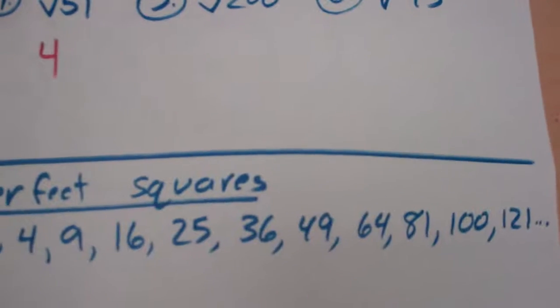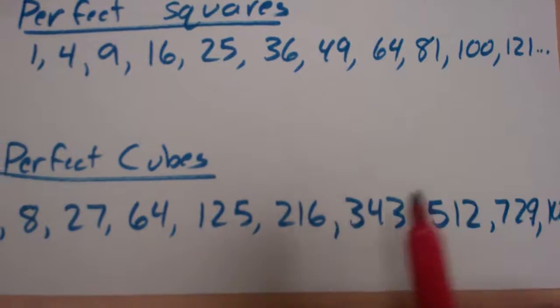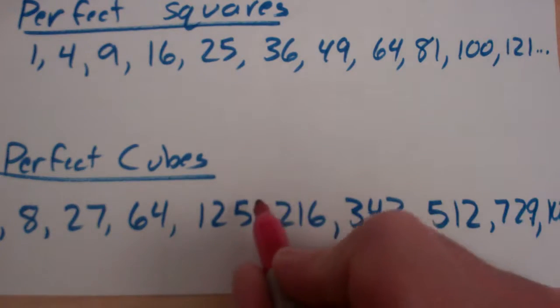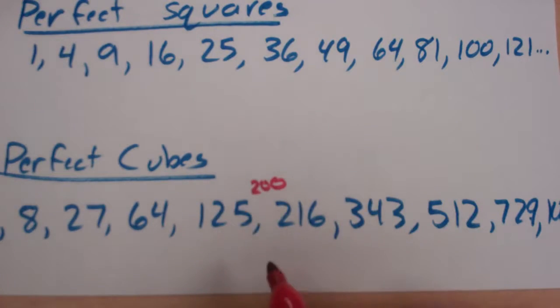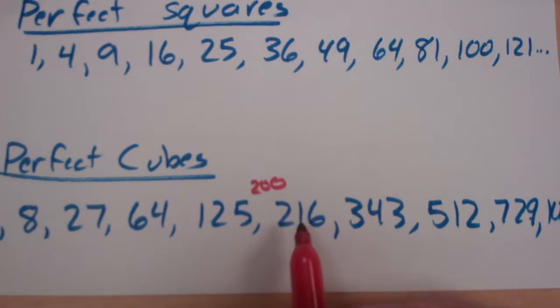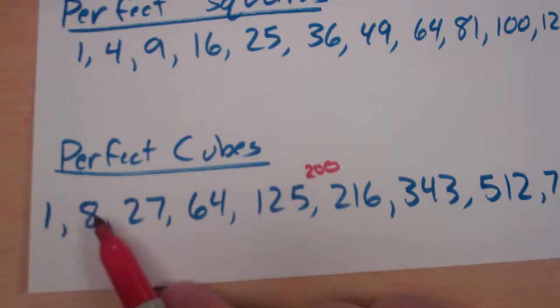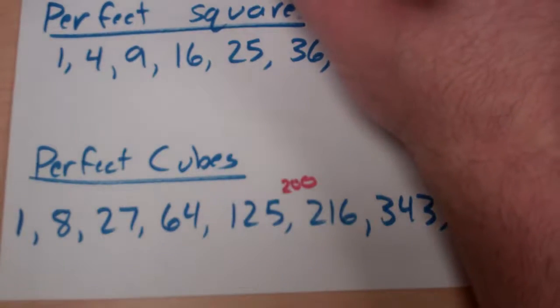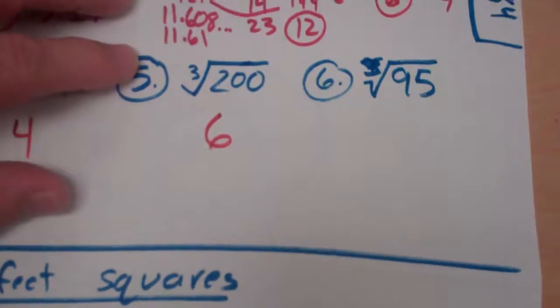200, if I look back at my list, 200 is between 125 and 216. Right? If I wrote it, I could write it right in there just so you see it. It's 75 away from this one. It's only 16 away from this one, so it's going to round up to whatever this one was. So remember, 1 cubed, 2 cubed, 3 cubed, 4 cubed, 5 cubed, 6 cubed. So we're going to round that to 6 to the nearest one.